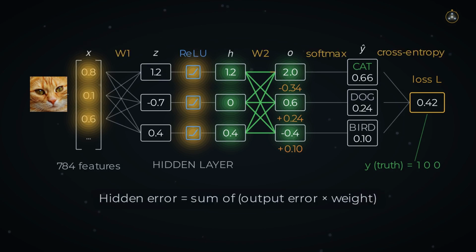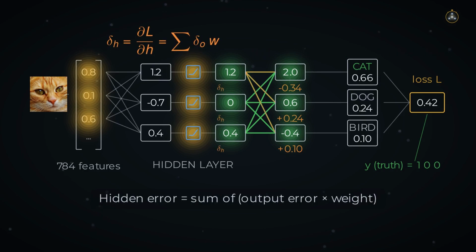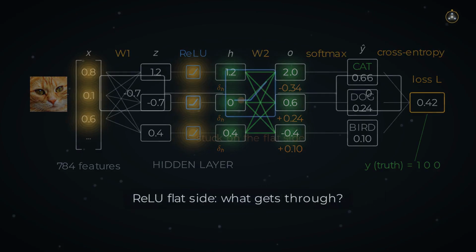Now the hidden neurons. This one fed all 3 scores, so its delta is a sum: each score's delta, weighted by the connection that carried it. Watch the arrows converge. One thing is in the way, ReLU.